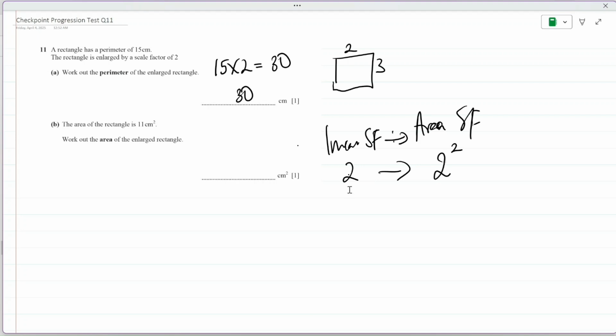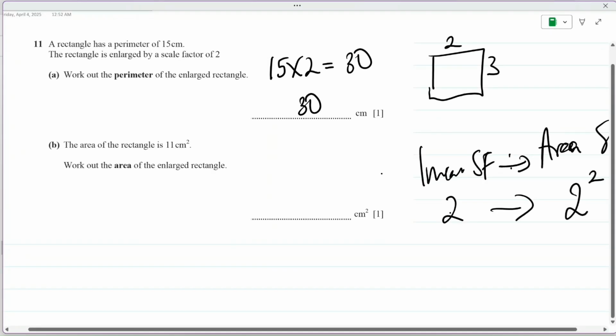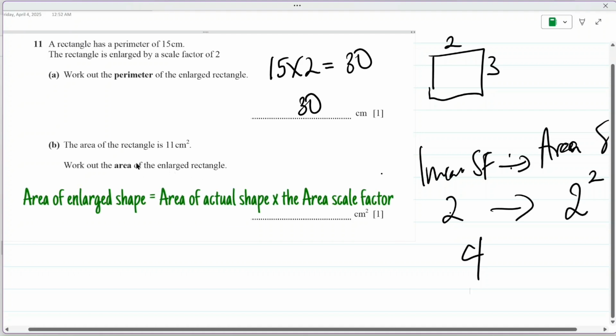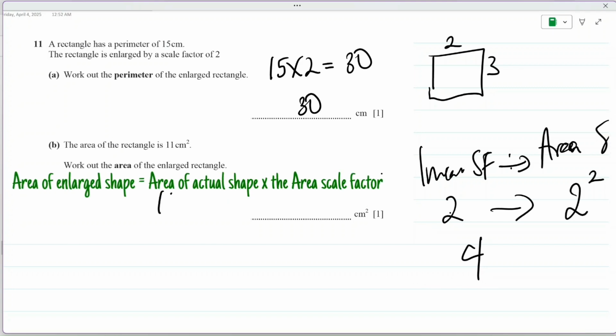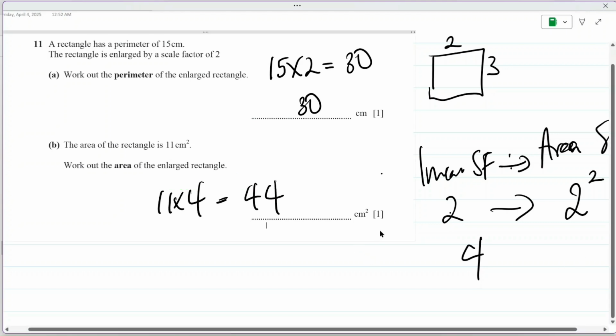If the linear scale factor were to be 3, to get the area scale factor, it will be 3 to the power of 2. You power the 3 by 2, or you square the 3. That's area scale factor. Now that we know our area scale factor is 2 squared, that's 2 times 2, which is 4. Finding the area of the enlarged rectangle is just as simple as multiplying the area of the initial rectangle by the area scale factor, which is 4. So you have it as 11 times 4, which is 44 centimeters square.